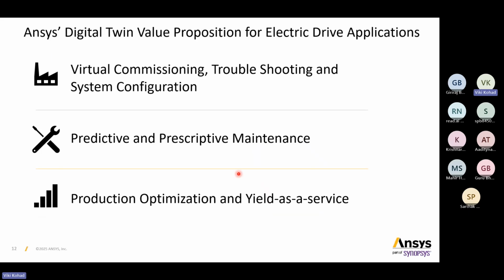Now this is one proposition for electric drive applications, where we use Twin Builder for system configuration, system simulations, and troubleshooting. Next, there is also predictive and prescriptive maintenance. Predictive maintenance means first we collect the data, then analyze it, then connect it with a machine learning or AI model to predict future performance, and according to the results we see how we can optimize.